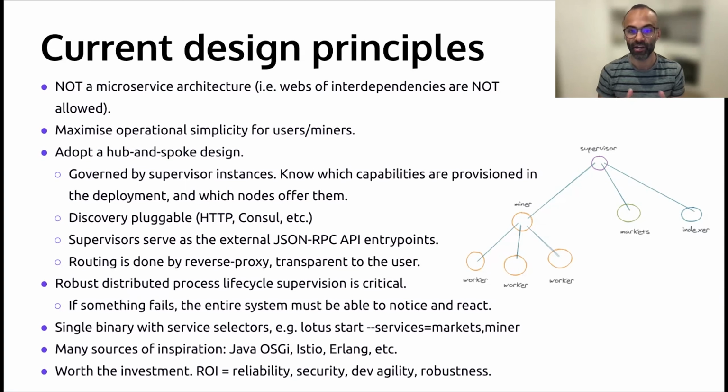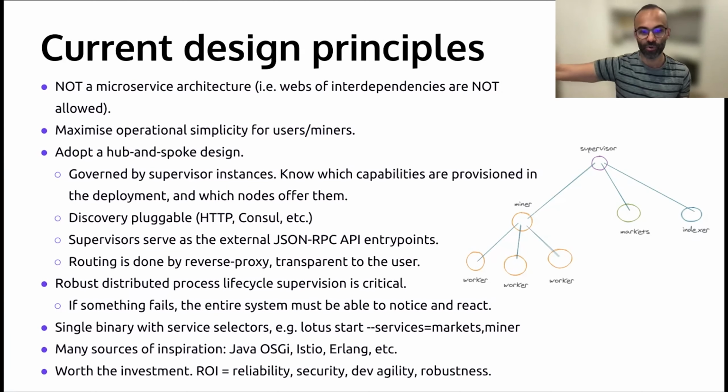One really key thing here, as I mentioned before, is that there are dependencies between these services. So supervising the process lifecycle of everything that is running in the deployment is really critical, because if something fails, and that means downstream services are going to fail, then the entire system must be able to notice and react, right?